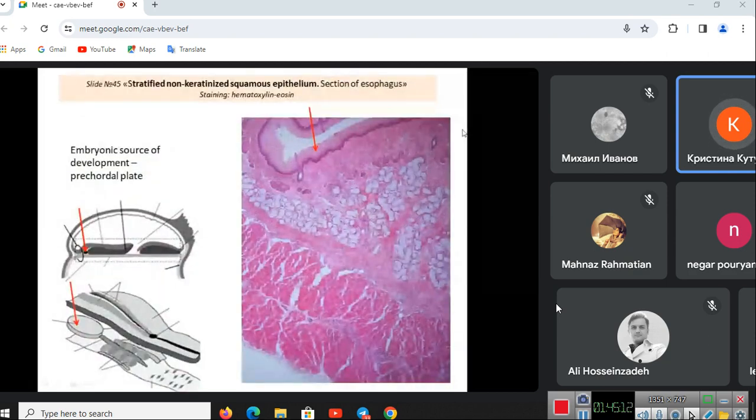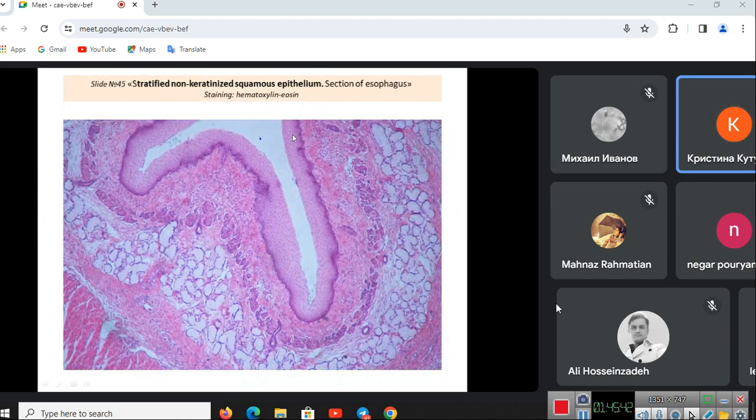This epithelium we see in the section of esophagus. Here is this epithelium. This is the lumen of esophagus. The food goes here along the esophagus. Embryonic source of development of the epithelium of the esophagus is the precaudal plate, pointed with red arrow in both pictures, precaudal plate. So here is this epithelium. Once again, this epithelium has three layers: the basal layer, stratum basal, stratum spinosum, and superficial layer.